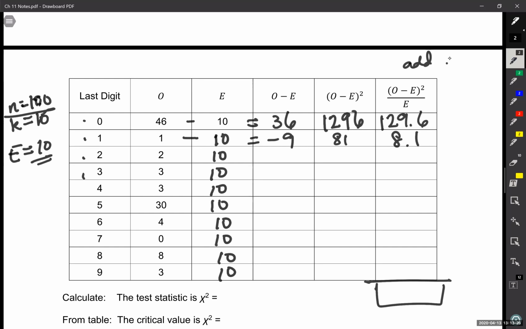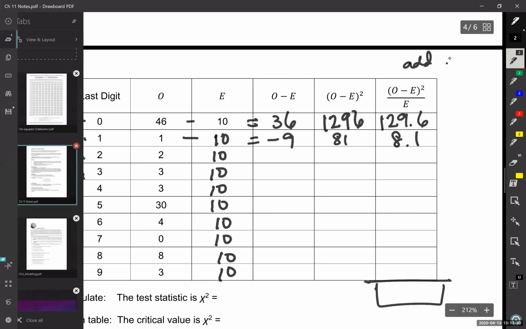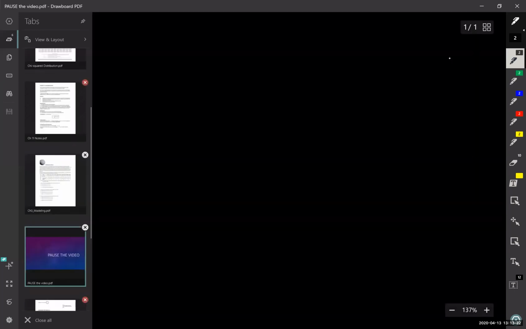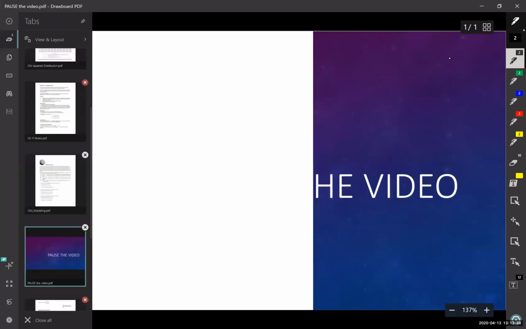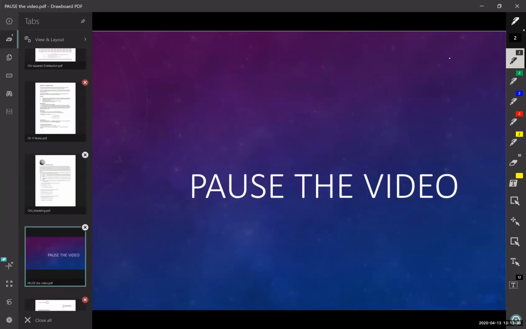All right, so what I want you to do is pause the video and fill out the rest of this table. And I am also going to pause the video. And when you come back, I will have all of those values filled in. So make sure you are pausing it now and that you are filling in that whole table so you have something to check when I come back.